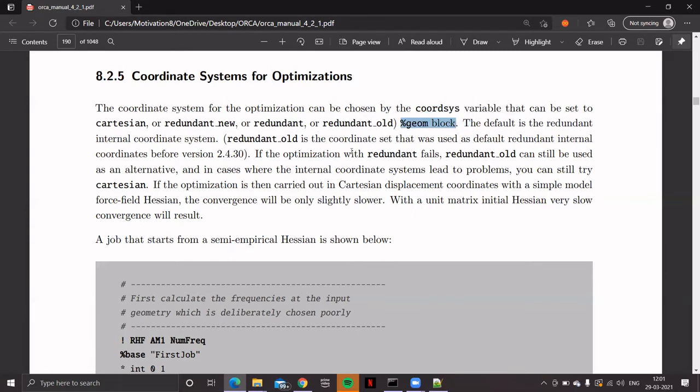But normally this is done when the optimization fails with the redundant coordinates. So if there is a problem in optimization using the internal coordinate system, then you can switch over to Cartesian coordinates by writing this particular word, Cartesian, in the %geometry block. But when you use Cartesian coordinates for geometry optimization, it will be only slightly slower than the default redundant internal coordinates. Okay, so let's make it a practice to refer to the ORCA manual for the complete description.